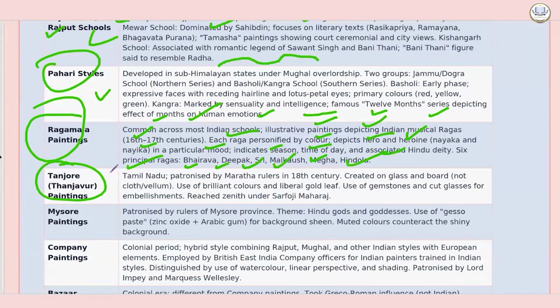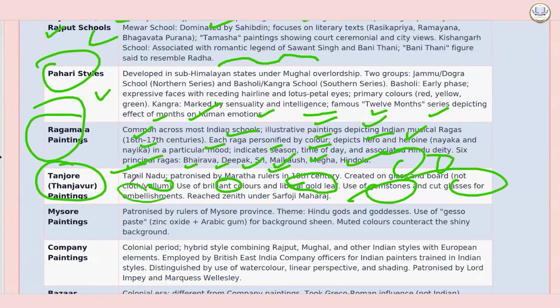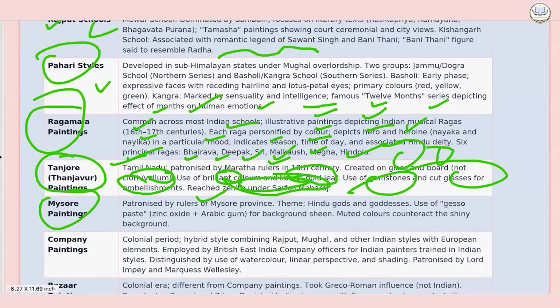Then Tanjore, Tamil Nadu, patronized by Maratha rulers in the 18th century, created on glass and board, not on cloth or vellum. Use of brilliant colors and liberal gold leaf, gemstones and cut glass for embellishment. It reached its zenith under Sarfoji Maharaj. And we have Mysore painting, patronized by rulers of the Mysore province. The theme was Hindu gods and goddesses, with use of gesso paste, zinc oxide plus Arabic gum for background sheen. Muted colors counteract the shiny background.